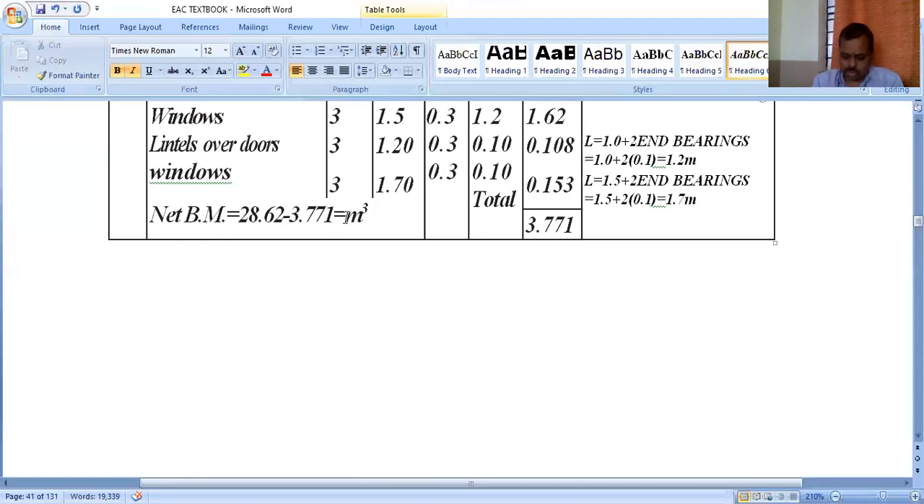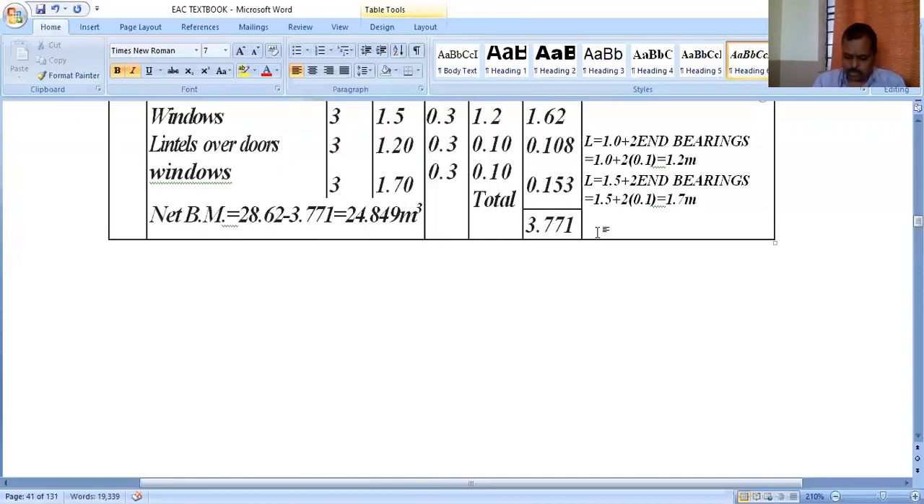So 28.62 minus 3.771 minus 3.771. It is 24.849. How much is it? 24.849 cubic meter. Now here we have calculated it in cubic meter. I will just write here in the form of brass.